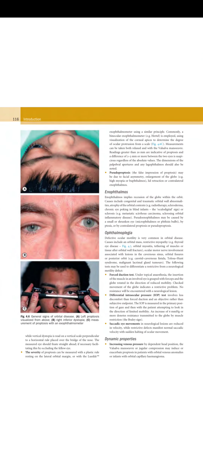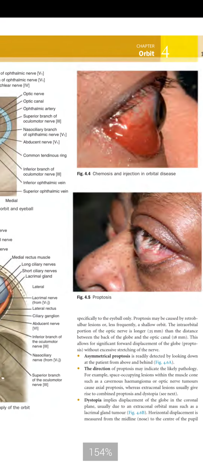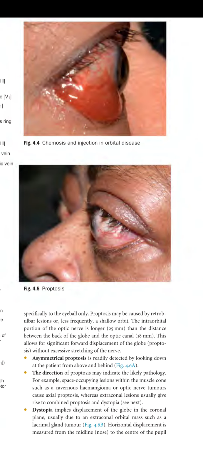So you can see figure 4.6a. You are seeing a patient from above, and you can see there is a significant protrusion of the left eyeball. The direction of the proptosis may indicate the likely pathology. For example, space occupying lesion within a muscle cone, such as cavernous hemangioma or an optic nerve tumor, causes axial proptosis, whereas extraconal lesion usually give rise to a combined proptosis and dystopia.